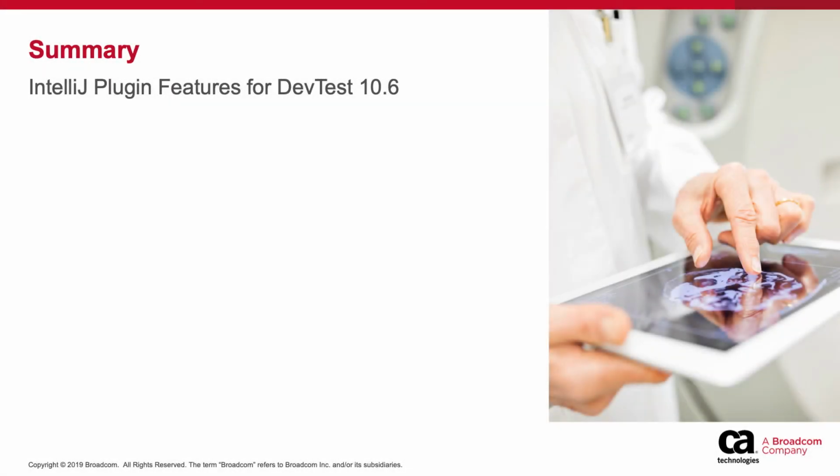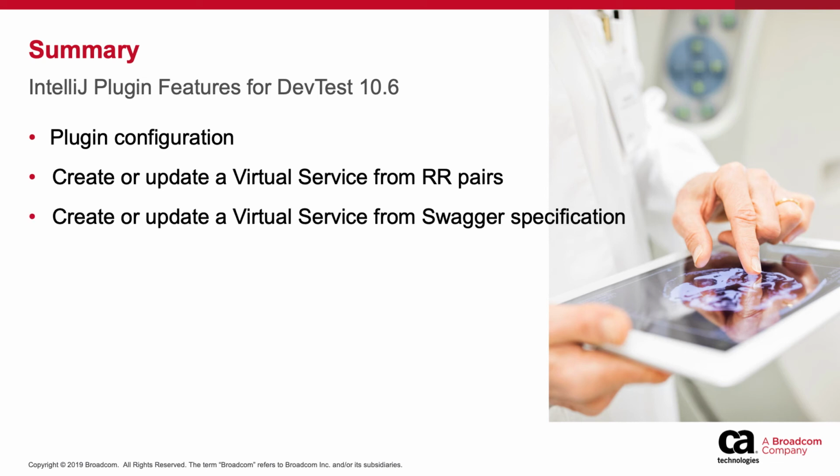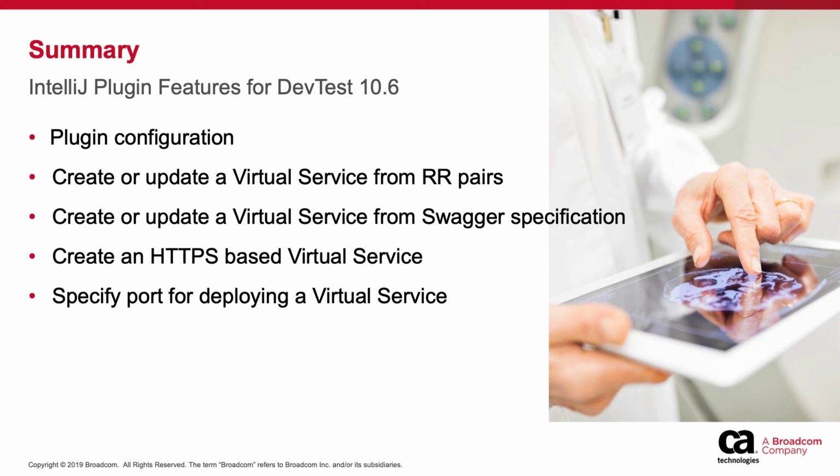To summarize, IntelliJ Plugin is easy for developers to manage the virtual services directly in their IDE. You've seen how to configure the plugin by providing the registry web server URL, key store file, and other settings. You've also seen how to create a virtual service from a request-response pair and from a Swagger specification. In addition, you can use the SSL checkbox to create an HTTPS-based virtual service and specify a port of your choice on the fly before deploying a virtual service.